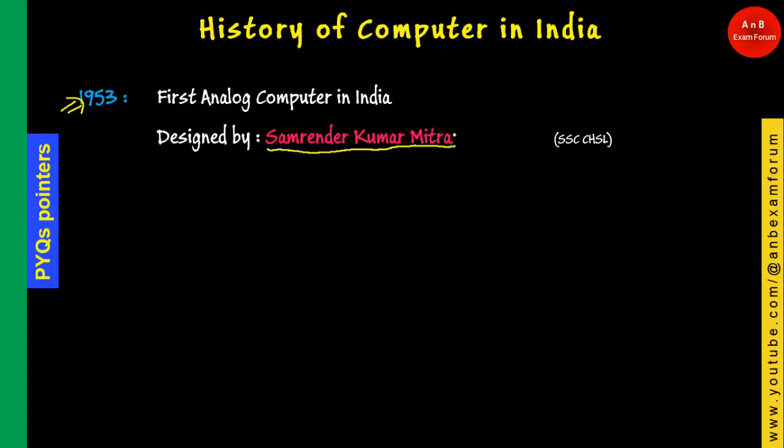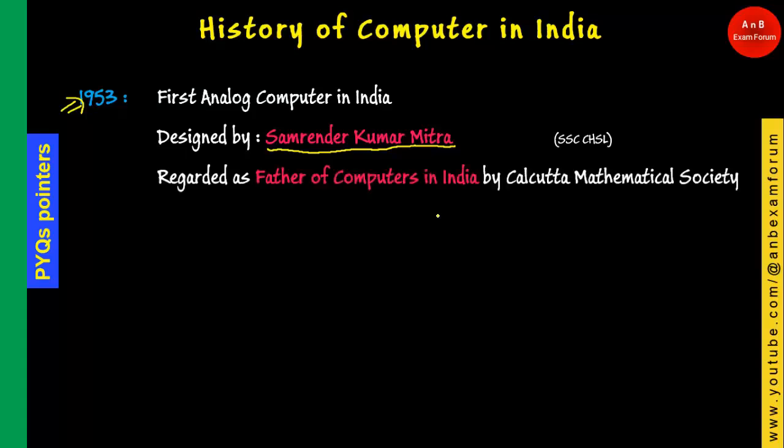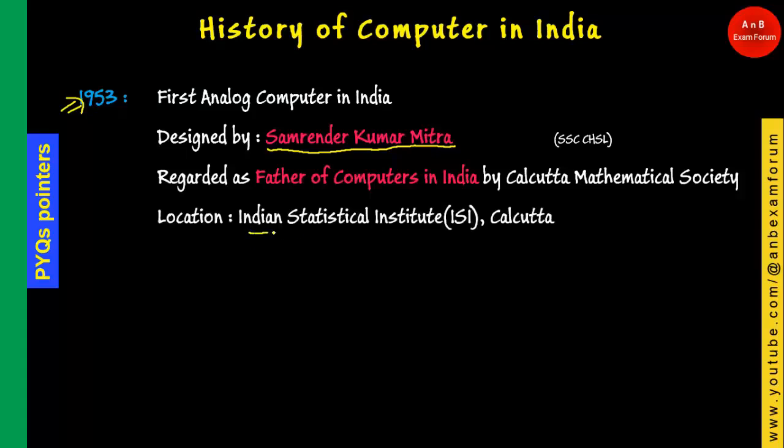Samrendra Kumar Mitra was a mathematician who was working in the Indian Statistical Institute in Calcutta. At that time it was known as Calcutta, nowadays it is known as Kolkata. He designed the first analog computer there, and sometimes he is regarded as the father of computer in India by the Mathematical Society of Calcutta. This pointer was asked in SSC CHSL.